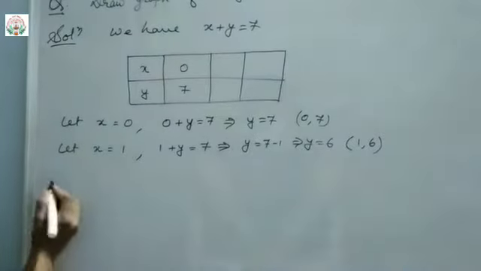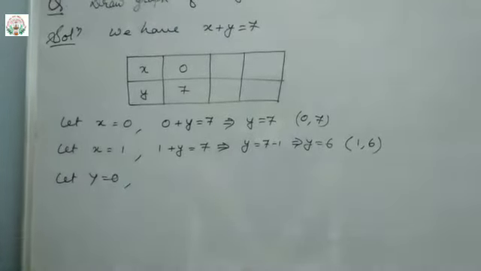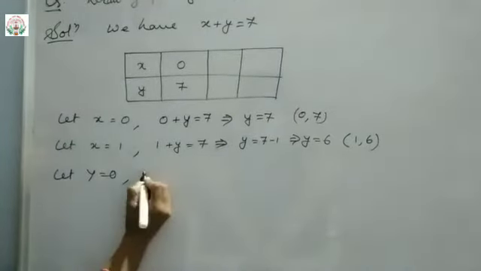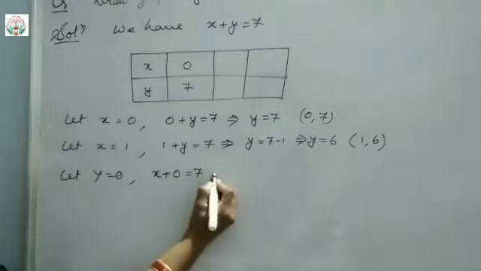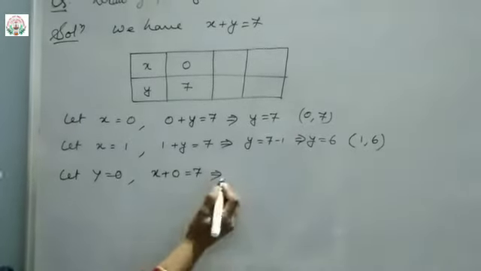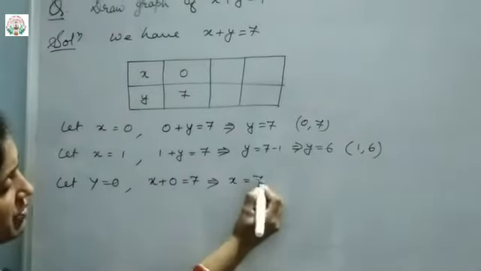Okay. Now one more, that is let y equals 0. I am assuming y as 0. Then what will be my x value? x plus 0 equals 7. By substituting the value we got like this. Now x equals 7 we will get.